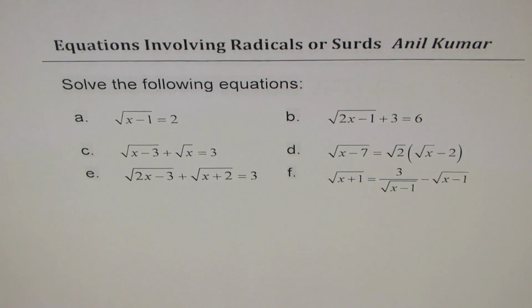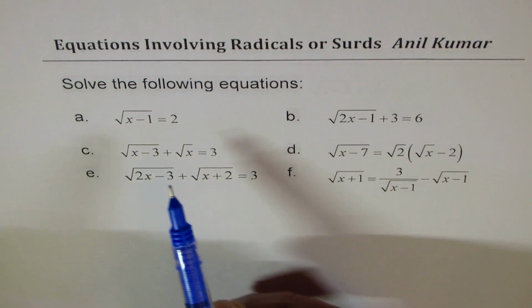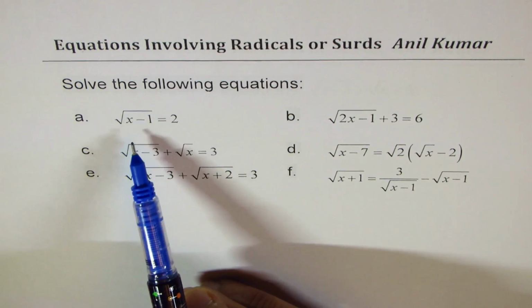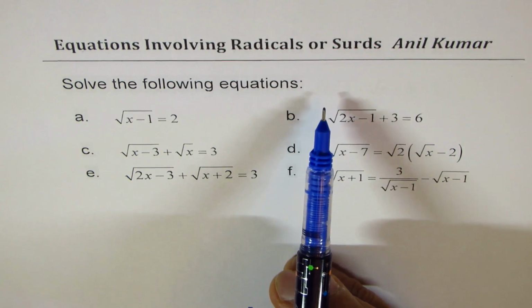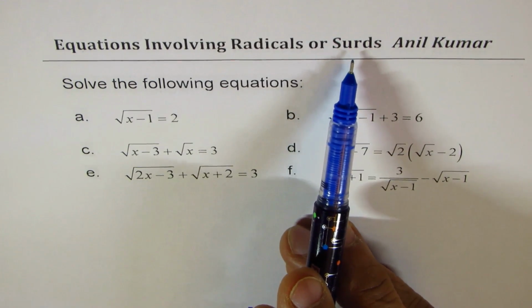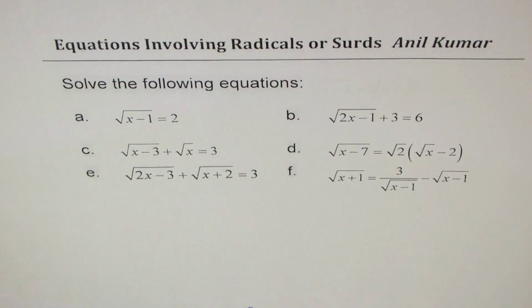I'm Anil Kumar, sharing with you a question from my subscriber who wants to understand how to solve equations involving radicals. We also call these radicals surds. If the square root of a number is not a whole number, then it is not a rational number, and it is called a surd.